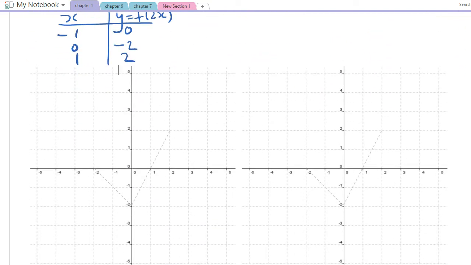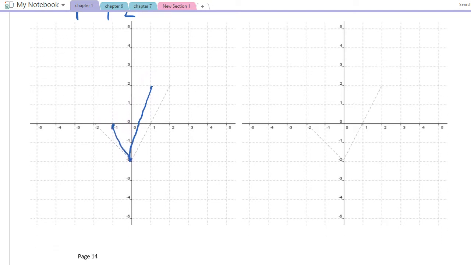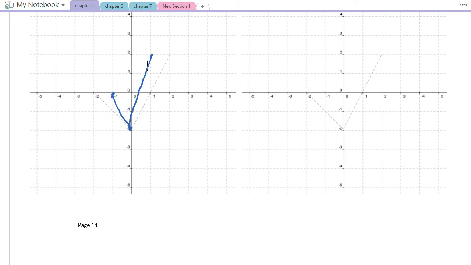So what happens to my shape here? The one for reference was my original one, and it kind of goes like this. And this one goes like that. So when I draw the line, it kind of goes like that. So you can see that this will be a horizontal compression.